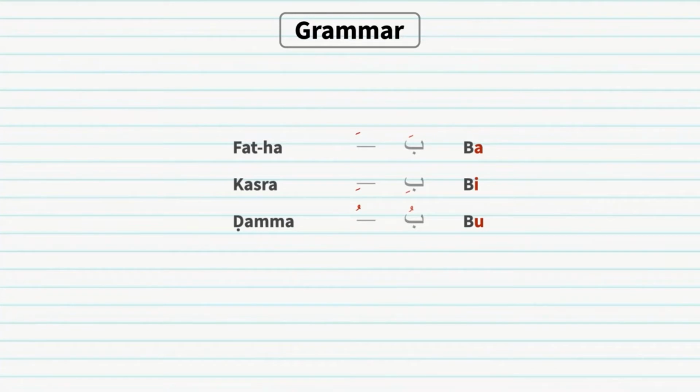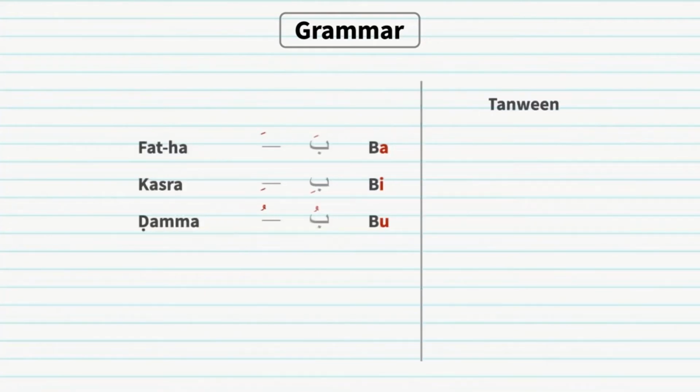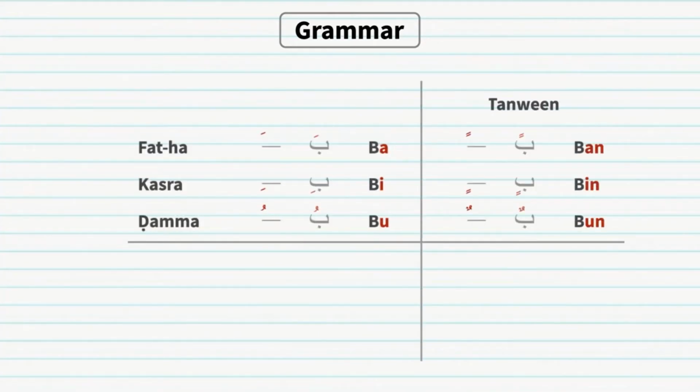For example, bu. The fatha, kasra and damma, when they are doubled, are called tanween. For example, ban, bin, bun. Shadda doubles the letter. For example, bb.